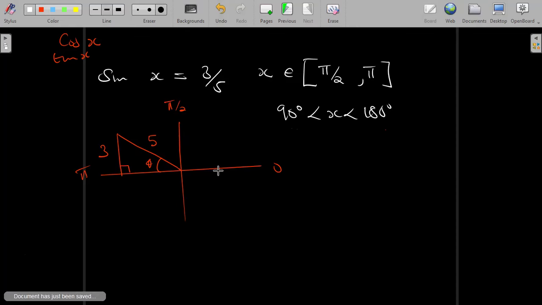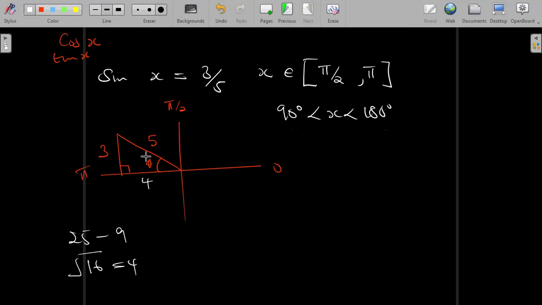And how do we do that? We square the 5, we get 25. Square 3, we get 9. And when we subtract, we get 16. And the root of 16 gives us 4. So this side here has to be 4.